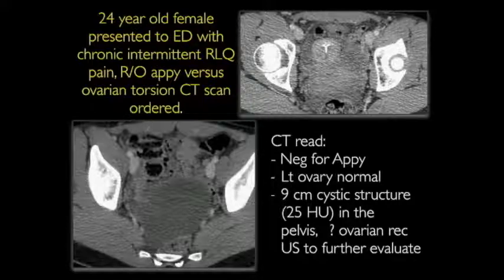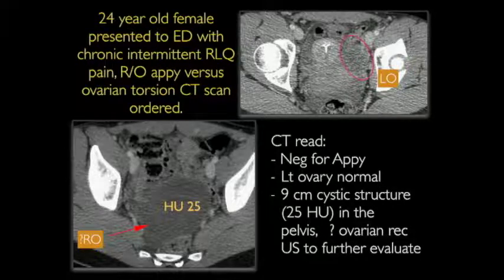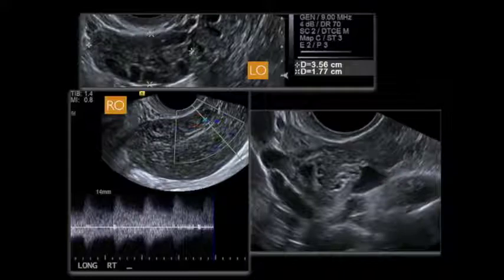acutely. Like in this case, it was a young woman, 24 years old, who presented in the emergency room with chronic intermittent right lower quadrant pain. It was rule out appendicitis versus ovarian torsion. And the appendix was normal. We noted that we could see the left ovary, and the right ovary, we said, oh, there's perhaps a benign appearing cyst. But the patient ended up having an ultrasound, and look what we found on the ultrasound.